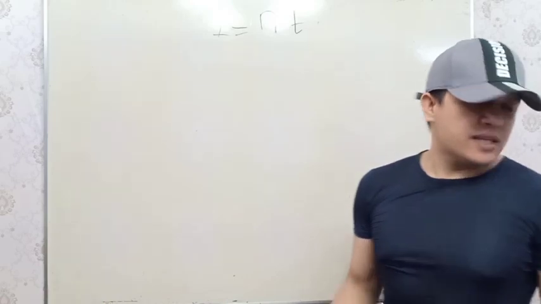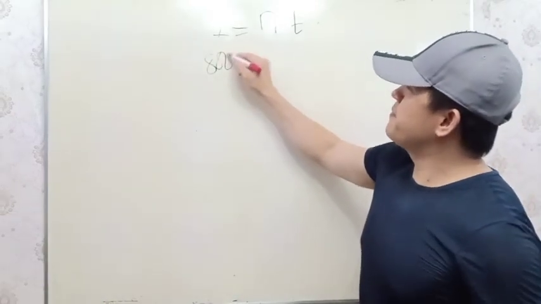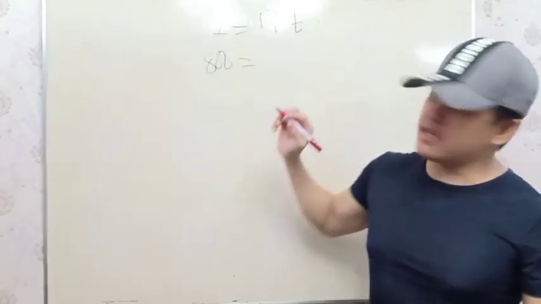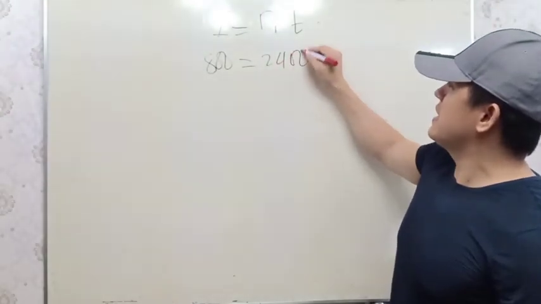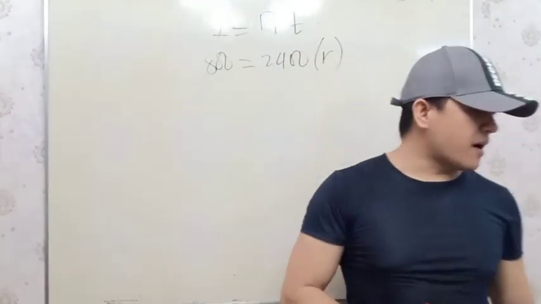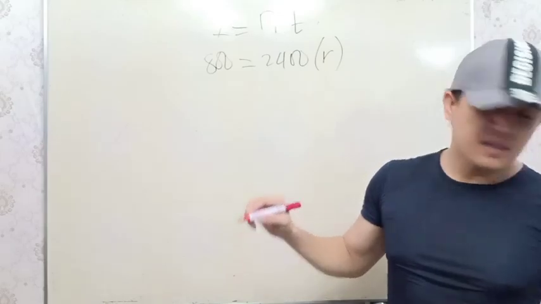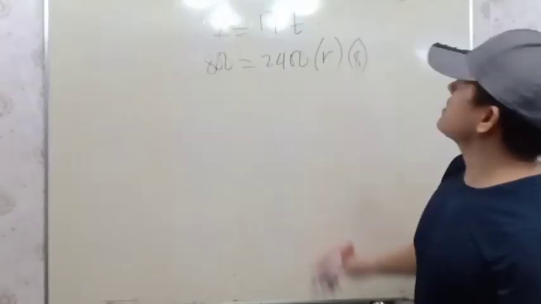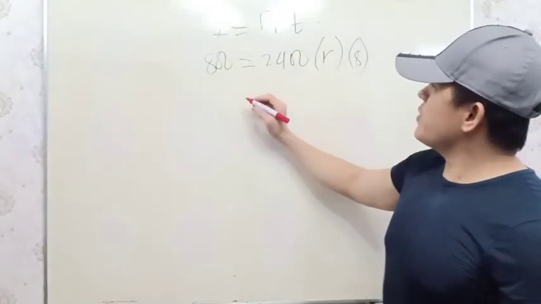The interest given is 800, and the principal given is 2,400. The question is R. What is R? And the T is 8 years. Okay, there you go.